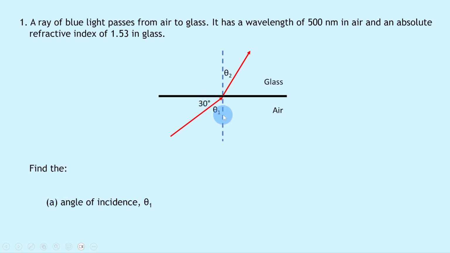And then in part A it says find the angle of incidence θ1. Well, notice how θ1 is the angle between the normal and the incident ray, and we can get that simply by taking 30 away from 90, since that's 90 degrees in there. So we can say the angle of incidence θ1 is equal to 90 minus 30, which equals 60 degrees.